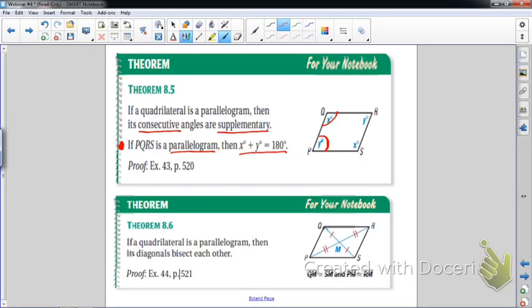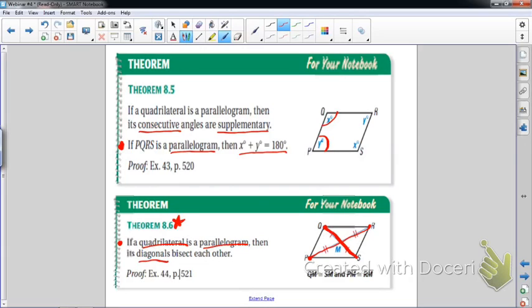Now in addition to that, I'm going to go to Theorem 8.6. It says if a quadrilateral is a parallelogram, then its diagonals are the ones that crisscross, meaning the ones that go from Q to S and from P to R. Those are diagonals, remember that. So let me start from the beginning again. It says, if a quadrilateral is a parallelogram, then its diagonals bisect each other.